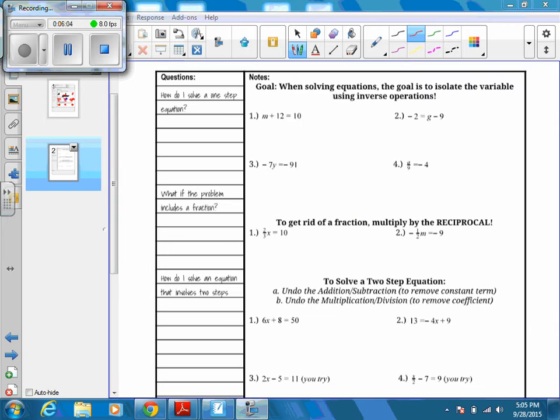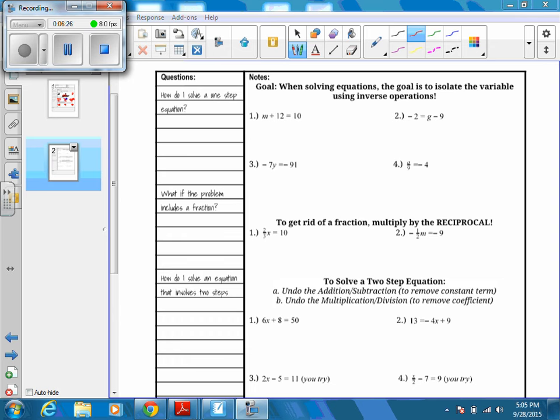So moving right along, if I look at the next page, remember we talked about how to solve these equations, but I know some of us need a little bit more practice. The goal in solving equations is to isolate the variable using inverse operations. If I look at that first problem, I have m plus 12 equals 10.